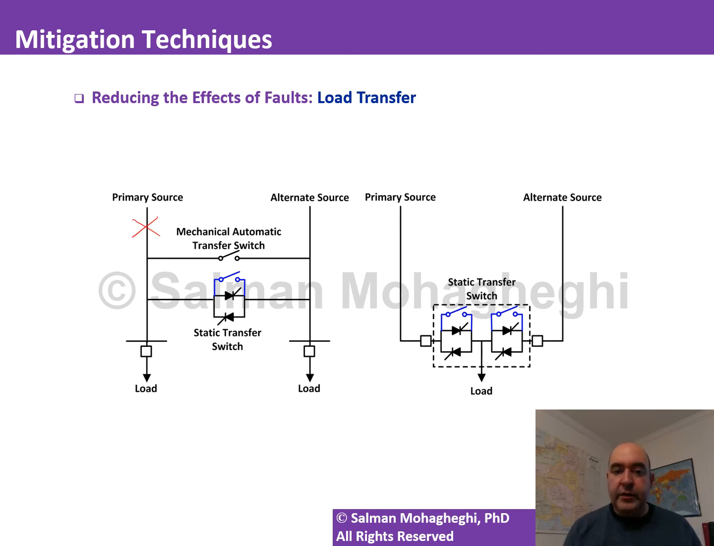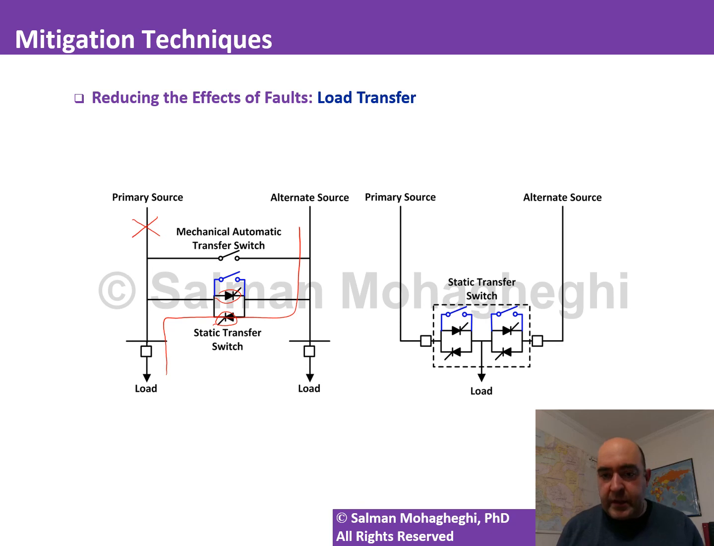Now imagine something happens to this primary source and it's going to be out of service. Here, by sending the proper gate signals to these SCRs, which are back-to-back SCRs, I can connect this load on the left to the alternate source. Because these transfer switches are extremely fast, even sub-cycle, the load is going to experience a very, very short glitch in service. For the majority of appliances and equipment, this is going to be okay.